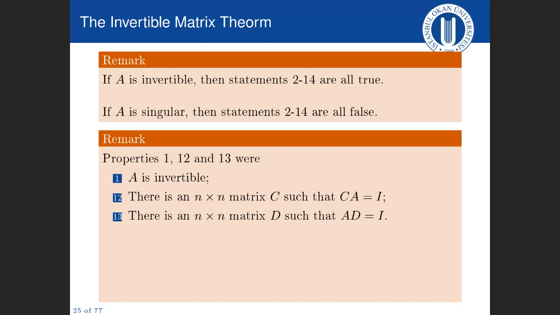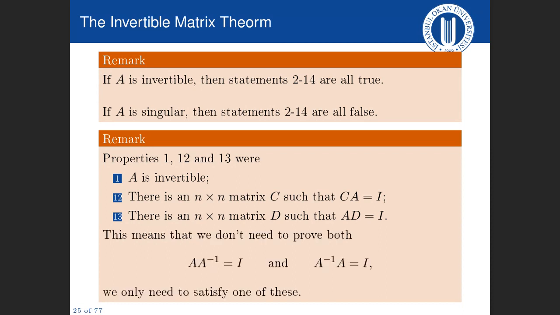If A is singular, then all of these statements must be false. Properties 1, 12, and 13 were these. A is invertible. There is an n by n matrix C such that CA is equal to I. And there's an n by n matrix D such that AD is equal to I. If we know that one of these is true, then the other two must be true as well.